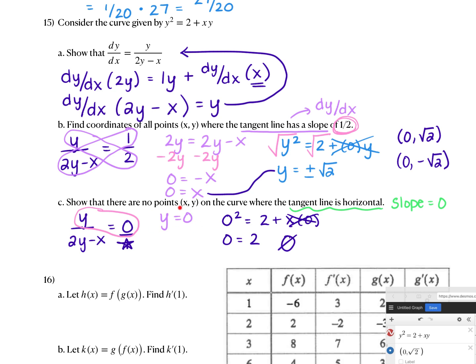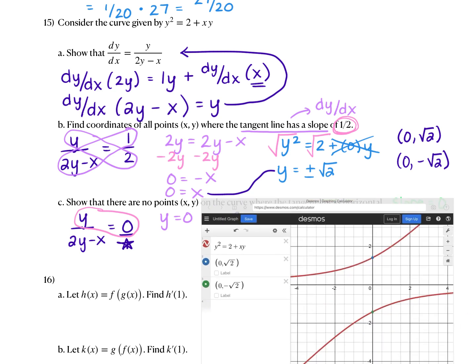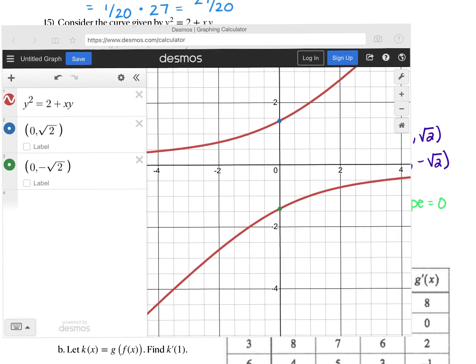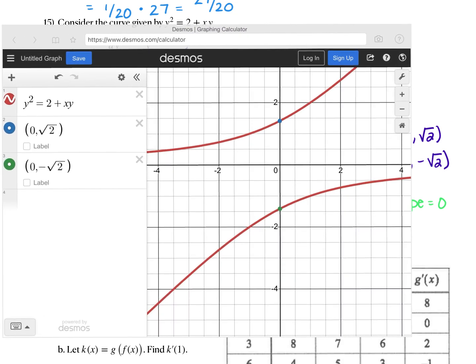It is true mathematically that if y were ever equal to 0, I would have a horizontal tangent line. But if you think back to this graph, we had this graph up here a second ago, there is no place where we're going to have a horizontal tangent line because there is no place where y equals 0. This graph never touches right here, so you can't have a horizontal tangent.